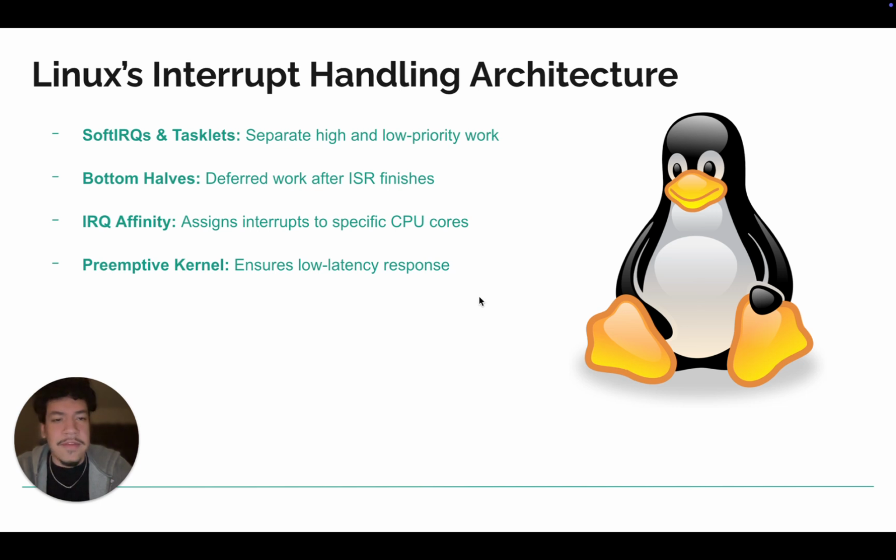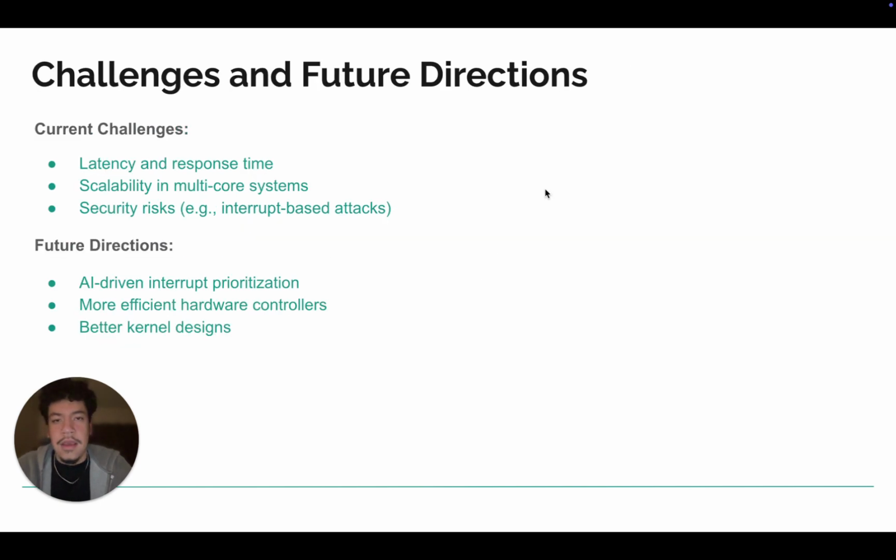So even with all these advancements, there are still challenges. One of these challenges is latency, minimizing the time between an interrupt and its handling. Another is scalability, keeping performance high with multi-core and multi-threaded systems. And then security, preventing malicious use of interrupts for attacks like buffer overflows.